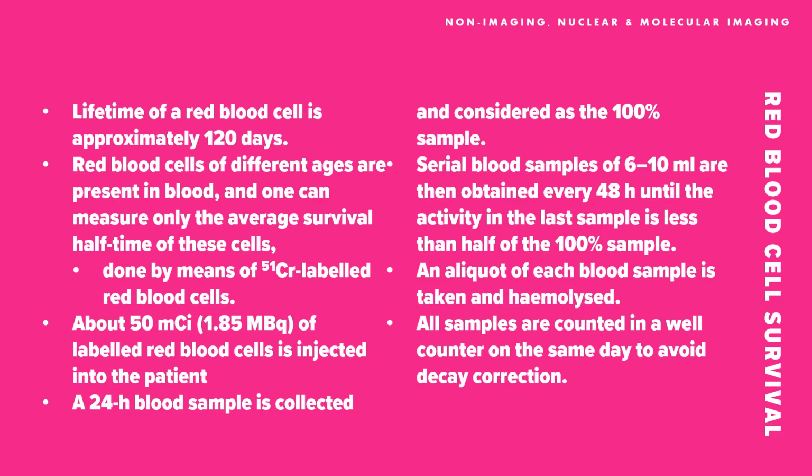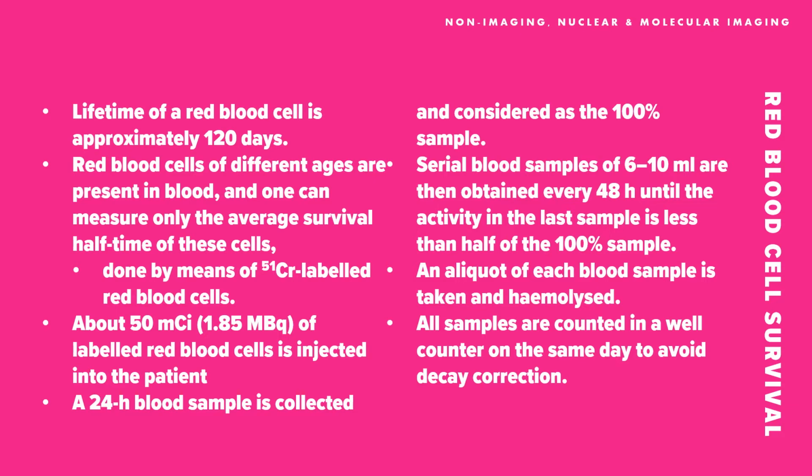So meaning that in our blood, you're going to have a variety of different ages of our red blood cells, and then we can measure the average survival half-time of these red blood cells by using the 51 chromium label red blood cells. So how exactly do you conduct this?